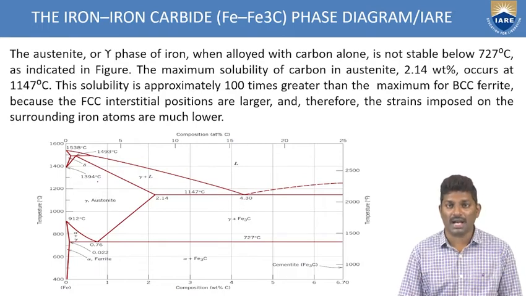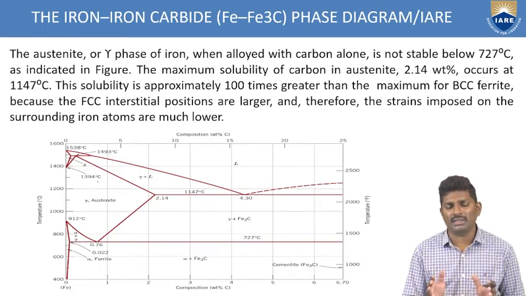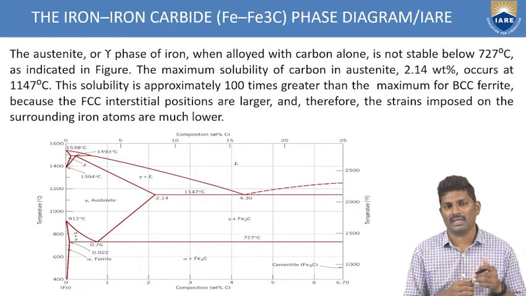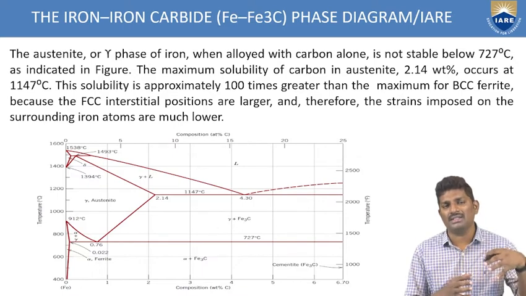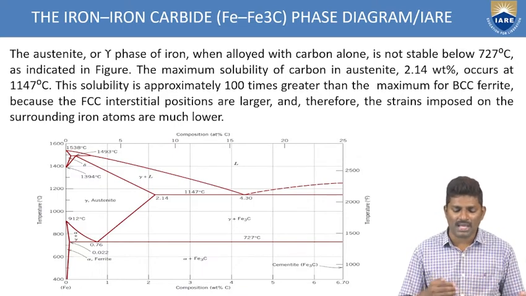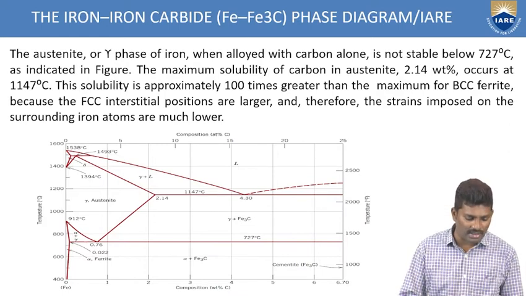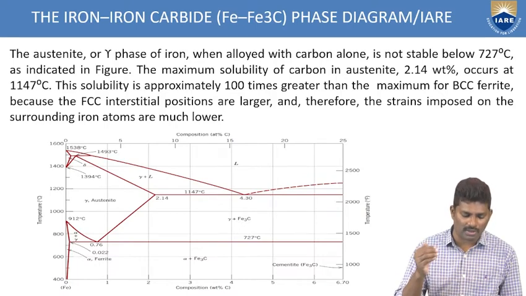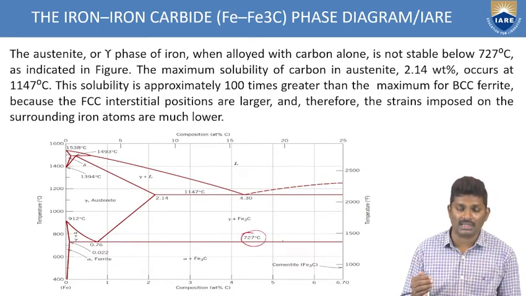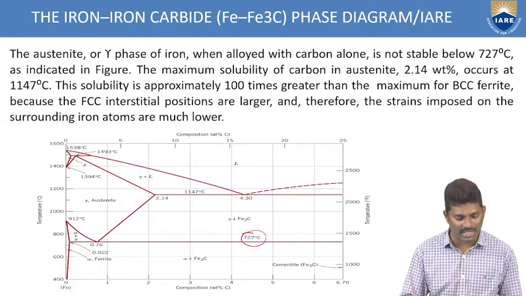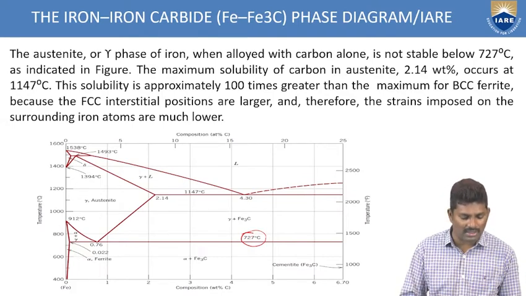When alloyed with carbon, the carbon is always interstitial in all the phases, whether austenite, ferrite or pearlite. Slowly it goes in as an interstitial element. It is not stable below 727 degrees centigrade. Up to this point it is okay, but after crossing 727 it is not stable and is changing. The maximum solubility is increasing.